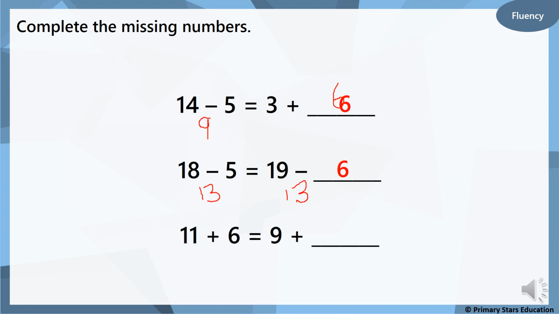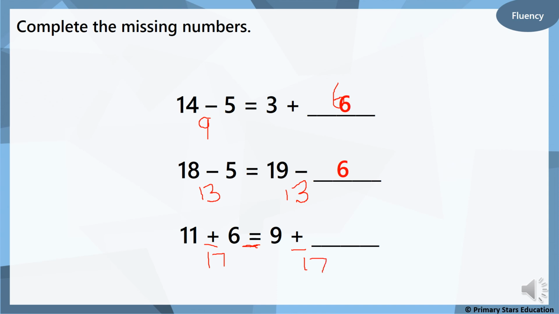Here's another one. We have 11 add 6 is the same as or equal to 9 add something. So let's add up 11 add 6. 11 in your head, 12, 13, 14, 15, 16, 17. So the answer is 17. And we know this answer has to be 17 as well. But what is going to be added?